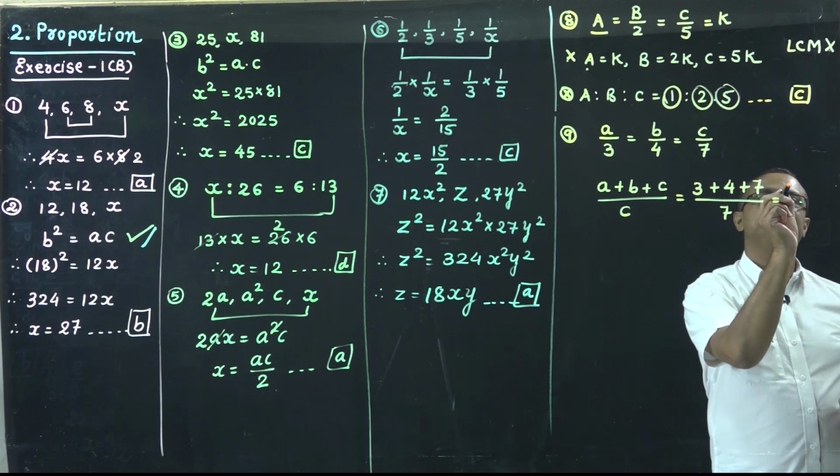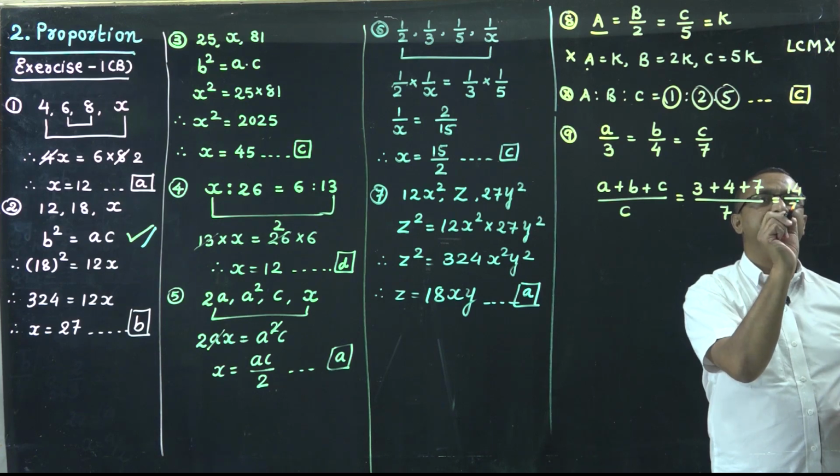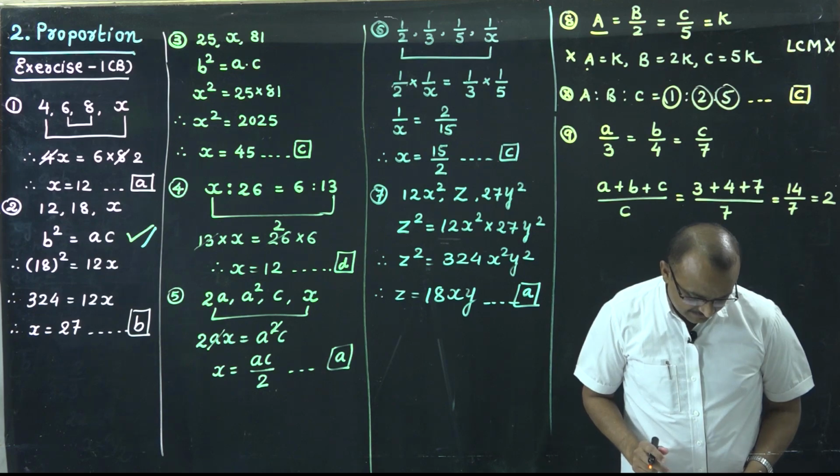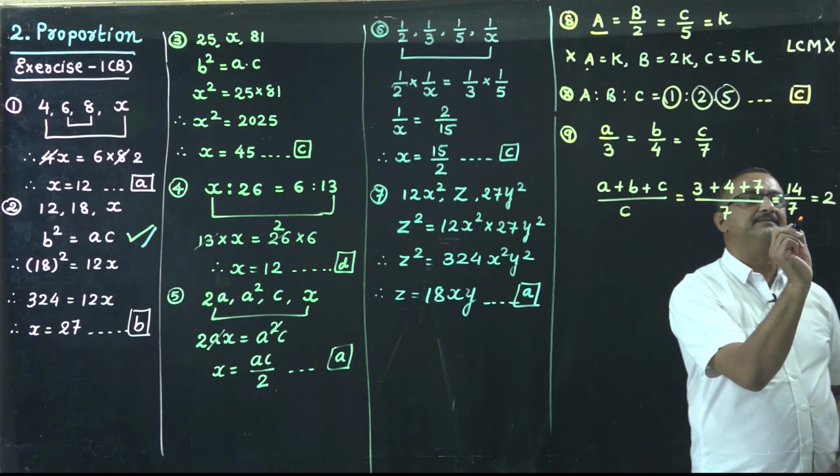So 7 plus 7 is 14 by 7 is equals to 2. So our answer is given in option C.